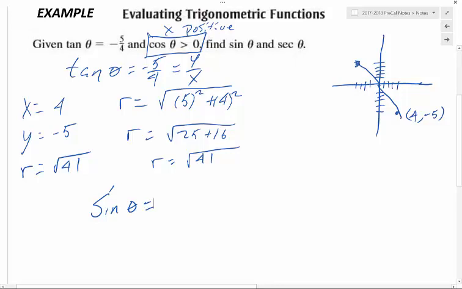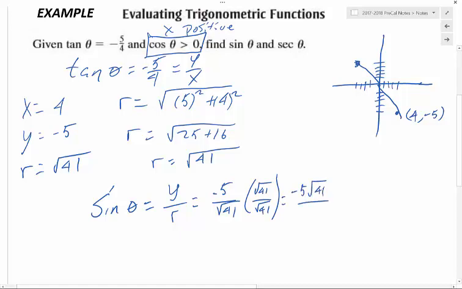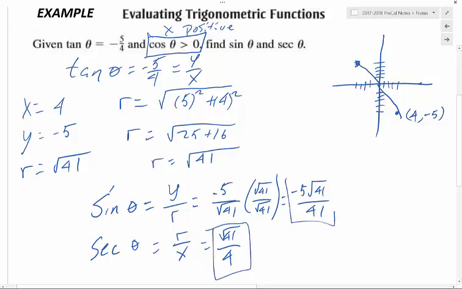The sine of theta is y over r. So it'll be negative 5 over the square root of 41. And then I rationalize my denominator: negative 5 times the square root of 41 over 41. The secant is the reciprocal of the cosine, so it'll be r over x. So the square root of 41 over 4. And that is my answer. I don't care about it being decimal. I like radicals. Okay?